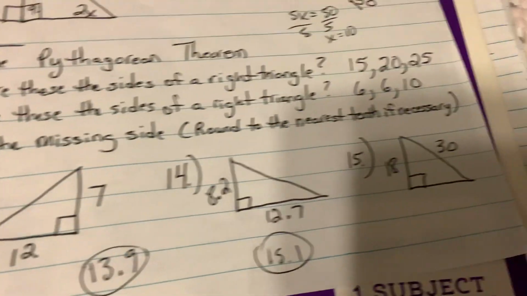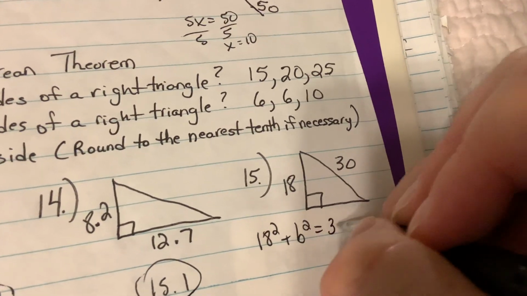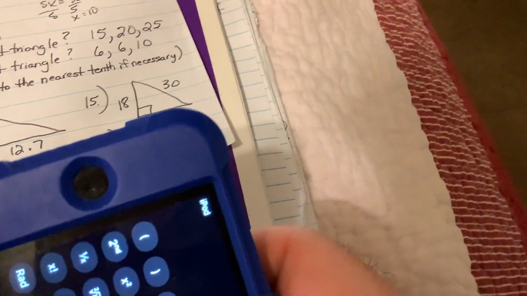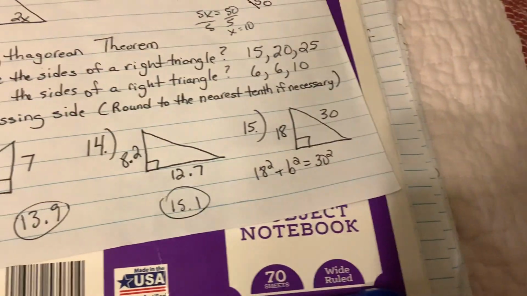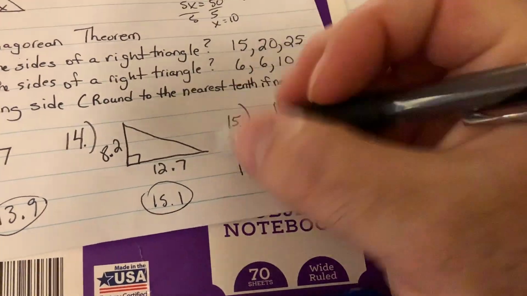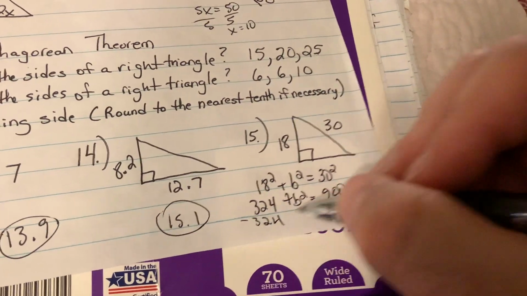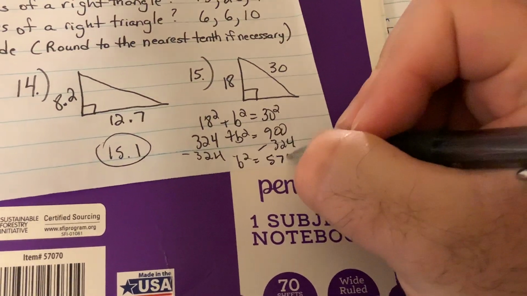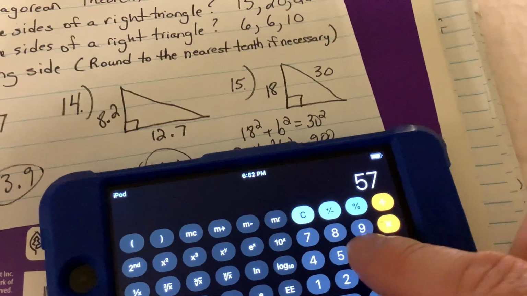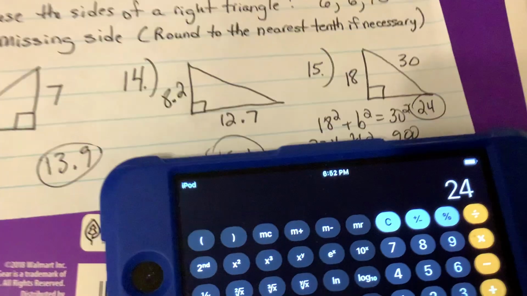Okay, that's 15.1. And this one, we could do, this one's 18 squared plus b squared. Okay, this time the leg is missing, equals 30 squared. So 18 squared is 324. Plus b squared equals 900. 30 squared is 900. Move the 324 over. And you get that b squared equals 576. Square root of 576. So if you're doing square root, put in 576. It should be 24. So this side was 24. Okay, so that was the answer to that one.